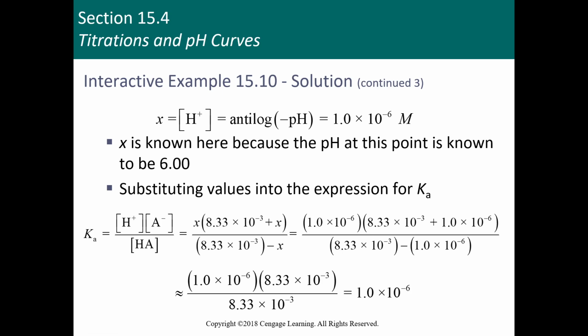By the way, if you're paying attention, you probably noticed that, again, as I mentioned before, your A minus and your HA concentrations are the same. And so if you remember your Henderson-Hasselbalch equation, you're at the halfway point, aren't you? Which means your pH is your pKa. So you could have just taken 10 to the negative 6th, that was your Ka.